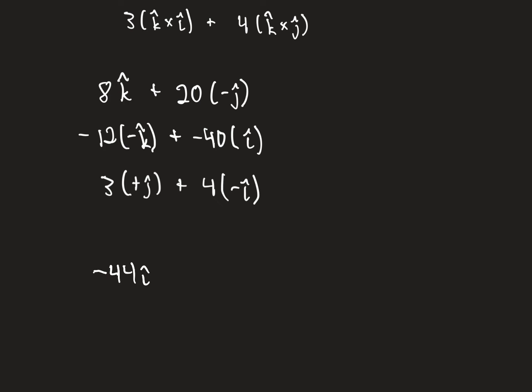J hat. I have negative 20 J hat plus 3 J hat. What does that give me? Negative 17 J hat. And then K. Two negatives cancel each other out and make a positive. Absolutely. Negative 12 times negative K gives me positive 12K hat, plus 8K hat, plus 20K hat.